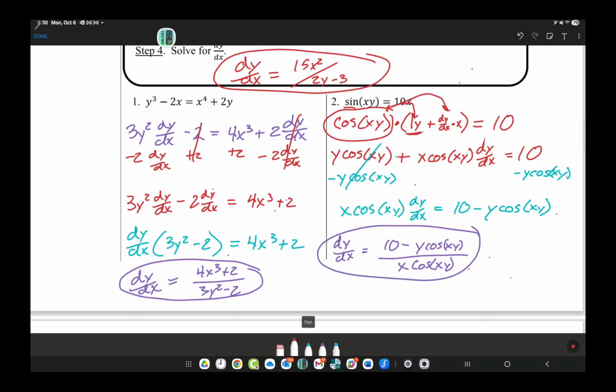Just in case, there is another way to write this. And that is divide both your numerator, your 10, and your y cosine xy by cosine xy. So another way to write this would be dy dx is equal to 10 secant xy minus y over x. Just in case. Again, if you're given multiple choice, you're not always given the way that you want to write it, are you?